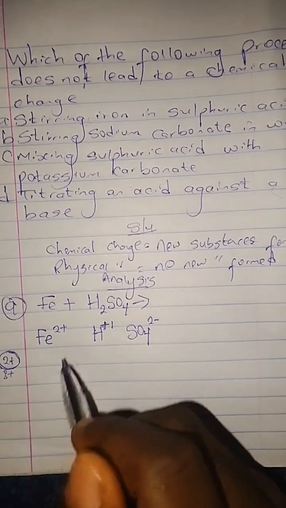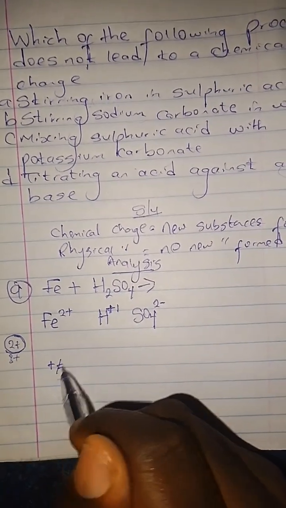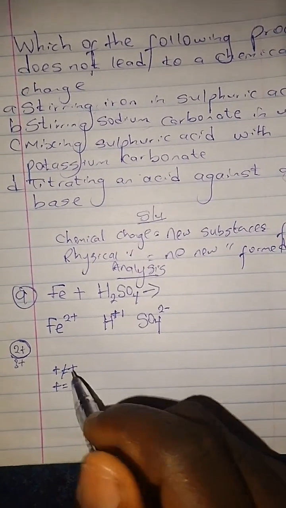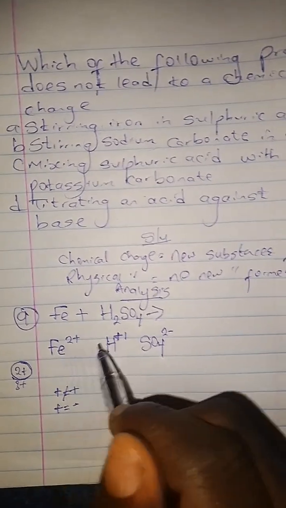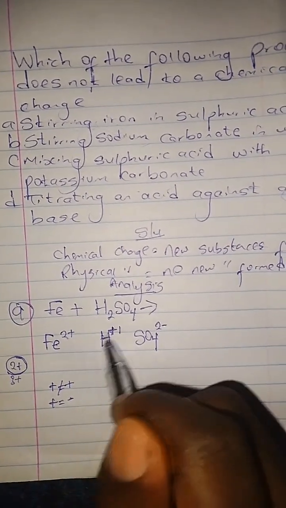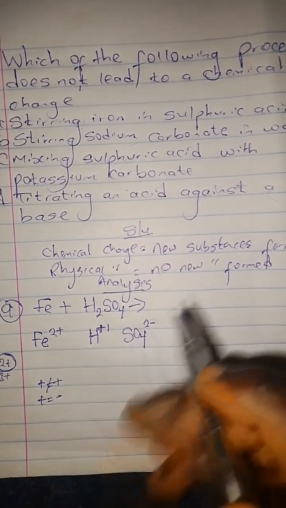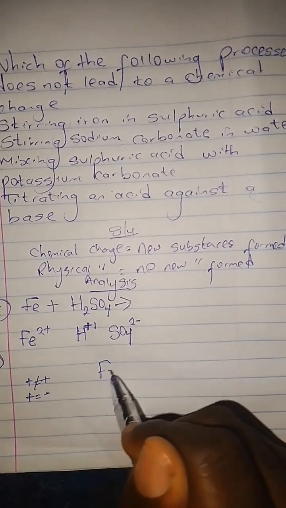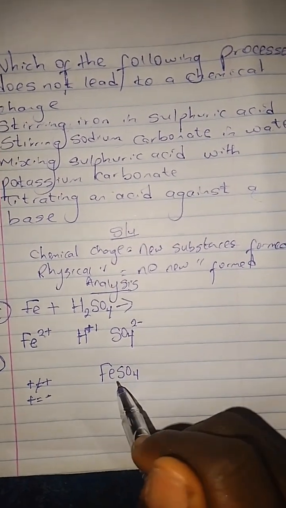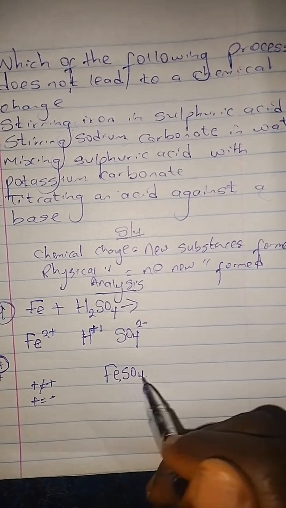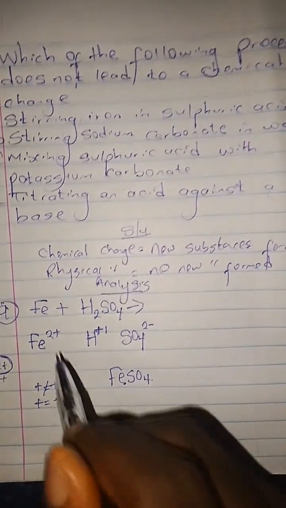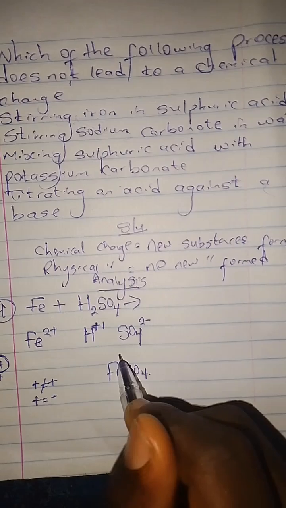Now remember, like charges repel, but opposite charges attract. So we cannot combine iron and hydrogen because they have the same charge, but we can combine iron and sulfate. So when we combine this, we will have something like FeSO4. But what are we going to put in between? What atoms are we going to introduce? This is where exchanging of radicals comes in. Now iron is having 2.